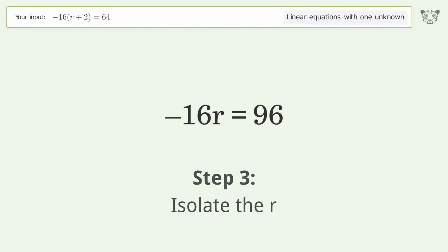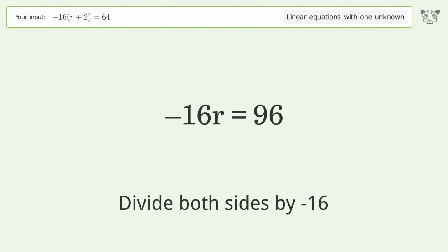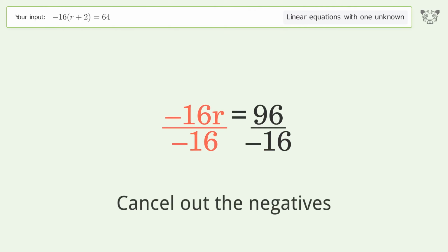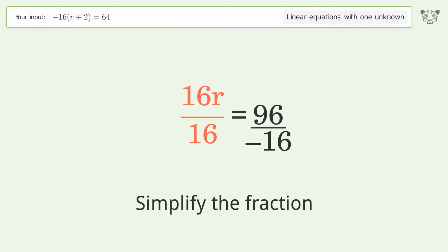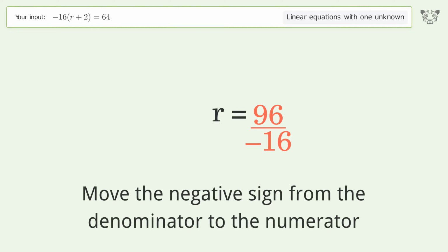Isolate the r. Divide both sides by -16. Cancel out the negatives. Simplify the fraction. Move the negative sign from the denominator to the numerator.